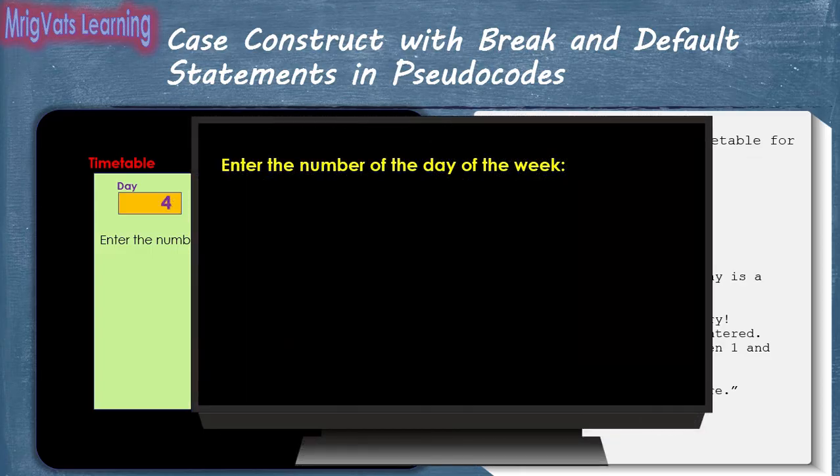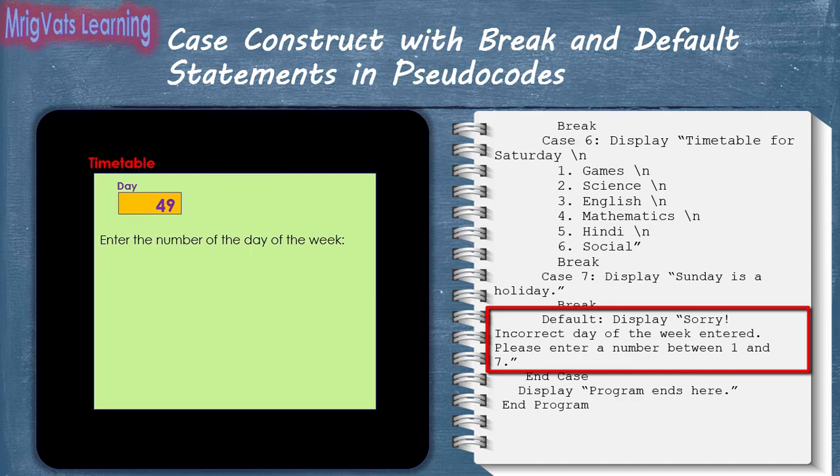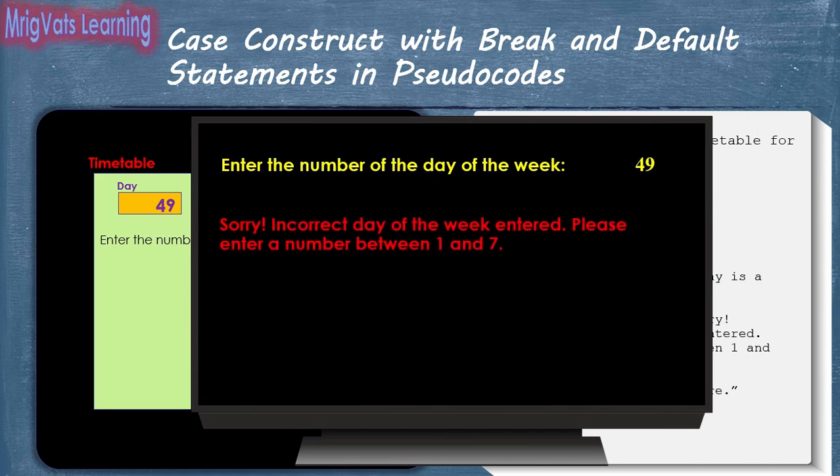What if the user enters an invalid option? Well, as soon as the case statement evaluates the value of the day variable, it allocates a section of memory within the memory reserved for the program to the body of the case construct and control directly moves to the default case. Here, the program runs the display statement. As a result, the program displays the "Sorry, incorrect day of the week entered. Please enter a number between 1 and 7" text on the virtual display board.